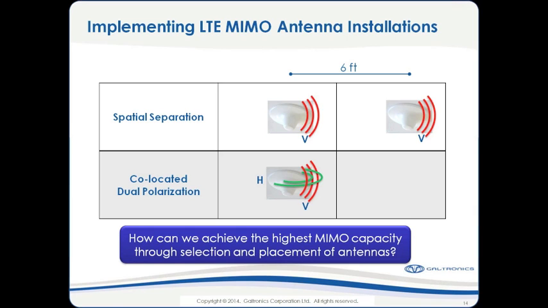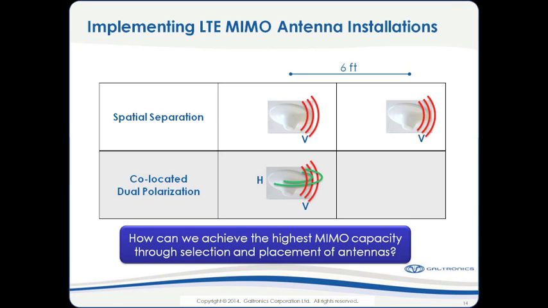Well, the simple approach is you just install 2 vertically polarized antennas and separate them by a suitable distance, which probably is around 6 feet, and you can get MIMO capacities in that case. But the downside is that from an installation standpoint, I have to have an extra length of cable to get to that 6-foot distance, and I have to punch 2 holes in the ceiling. So there's a little bit extra installation cost, labor, and time.